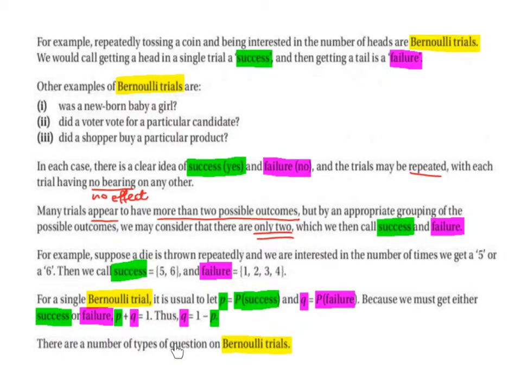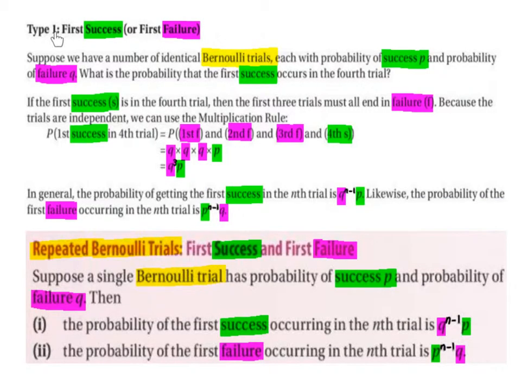There are a number of types of questions on Bernoulli trials. So type 1, first success or first failure. Suppose we have a number of identical Bernoulli trials, each with a probability of success P and a probability of failure Q. What is the probability that the first success occurs on the 4th trial?